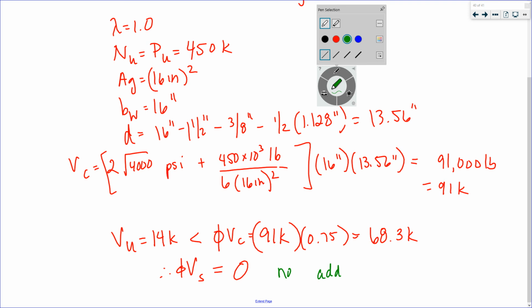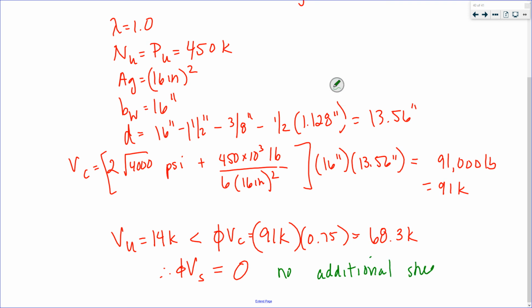No additional shear requirements. If Vu was over half phi Vc, I'd have to have AV min, but I already satisfy AV min anyway. But since I got 68.3 kips from my concrete, I don't need anything with my steel.